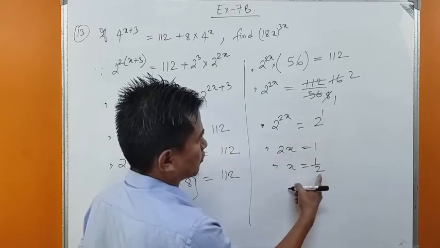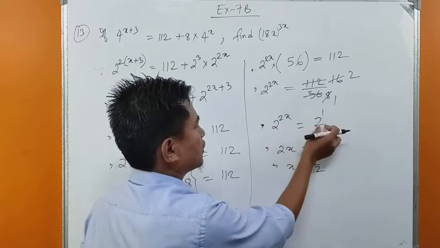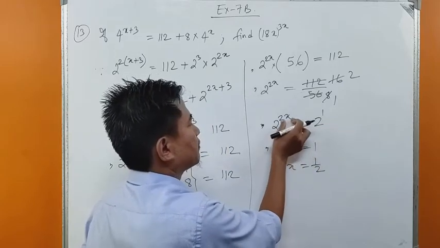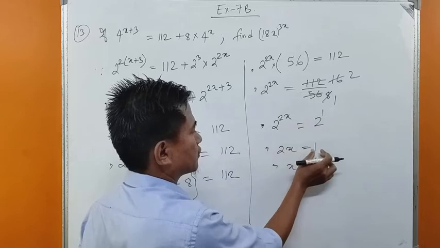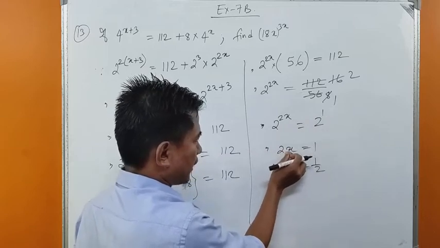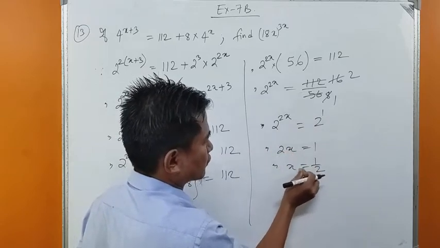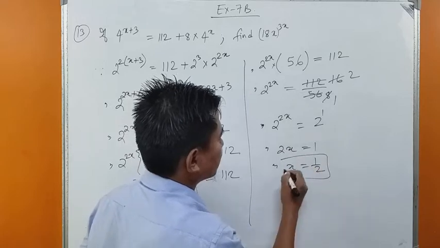This 2 goes to the denominator. Since 2 and 2 bases are equal, their powers 2x and 1 will be equal. 2x equals 1. Now this 2 into x, this 2 goes down to the denominator. x equals 1 by 2. So we found the value of x.